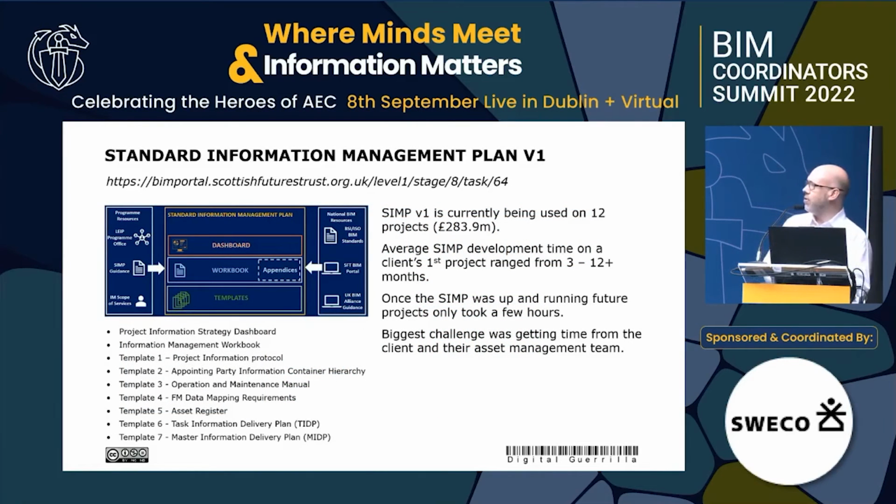SIMP 1, we're currently using it on 12 projects, roughly about £300 million just now. The average SIMP took between 3 months to 12 months to deliver. If it's the council's first SIMP project, it will take them almost a year. We're almost at stage 4 before it's actually fully developed.